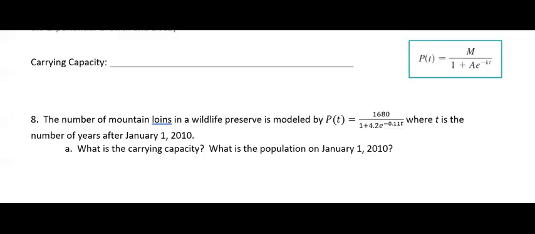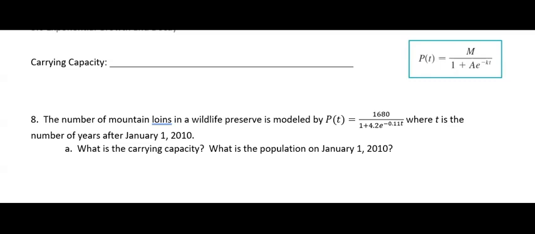Carrying capacity refers to the maximum population that environmental conditions can sustain in the long run. So if we're looking at carrying capacity, we're looking at what can be long-term sustainable. So I'll write it down again for you.